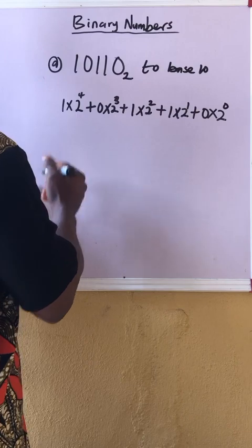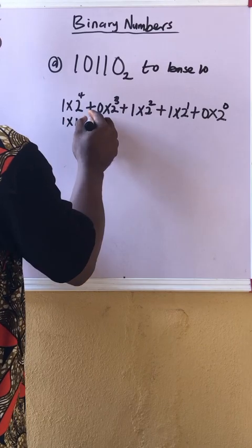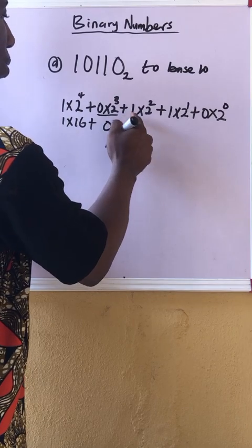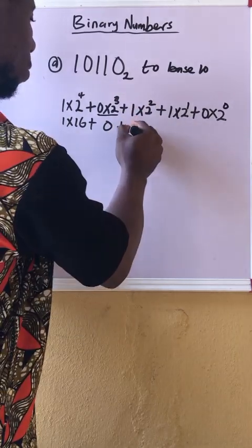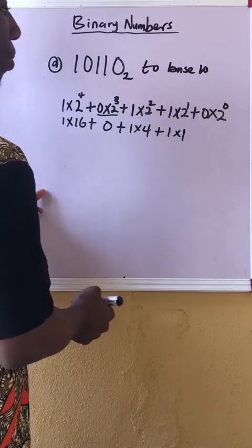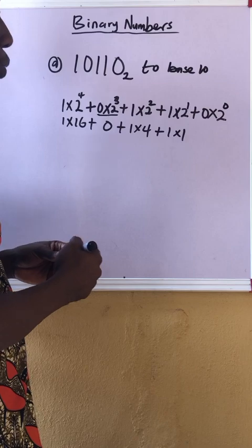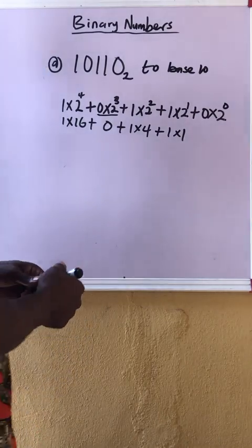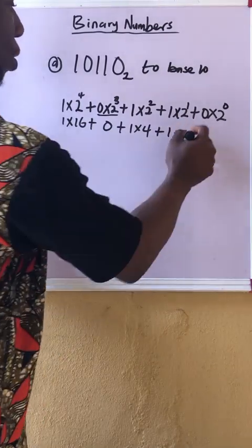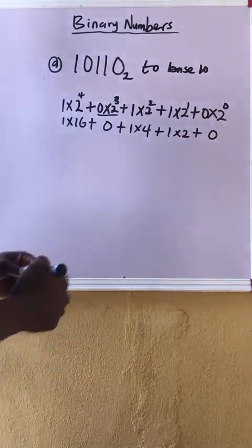So first of all, we have to do this. 1 times 2 raised to the power of 4 will give us 16, plus we have 0 here already, so anything times 0 is 0, plus 1 times 2 raised to the power of 2, which will give us 1 times 4, plus 1 times 2 raised to the power of 1, which is 1 times 2, plus everything here is 0 because we have 0.